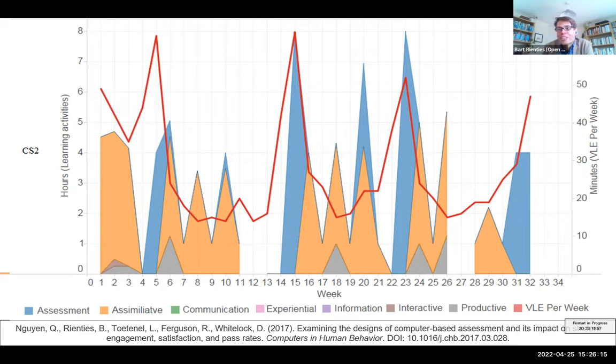Again, there's no right and wrong. It's just nice data. Yeah, so it correlates very strongly with activities. And as Nilma indicated, even when a teacher indicated that in week four you're not supposed to do anything, there was a substantial amount of engagement by students.